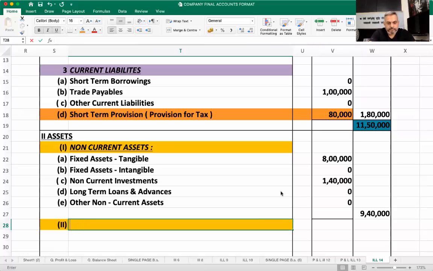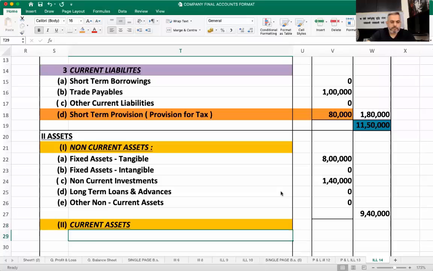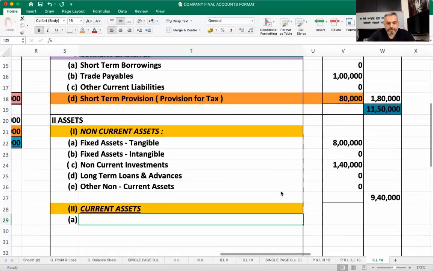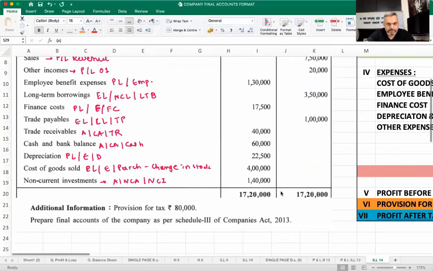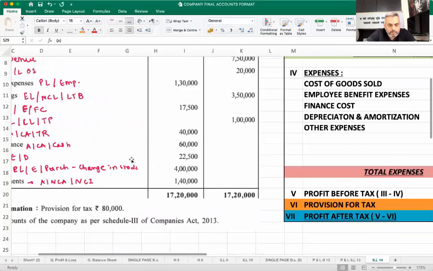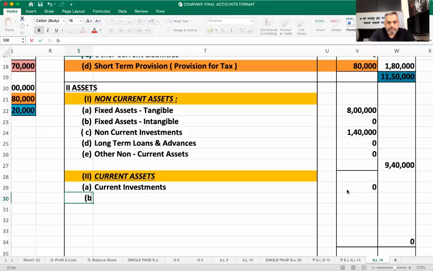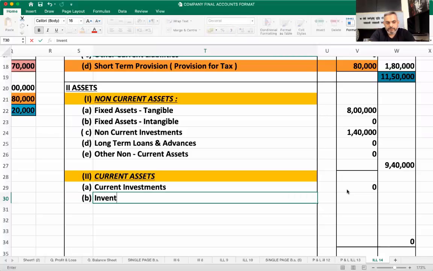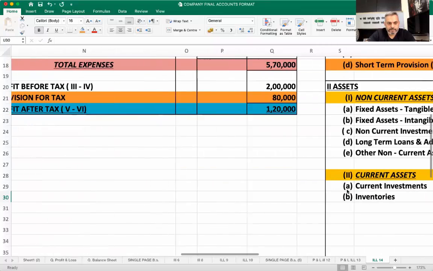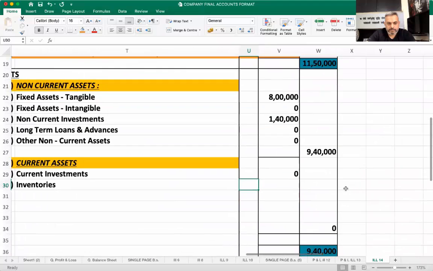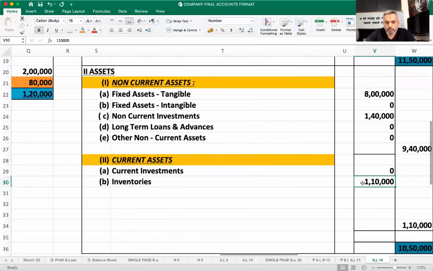Second, current assets. Now in current assets, current investments. Let's check. Do we have any current investment? No. So no current investment. Zero. Inventories. Now we have inventories. 1,10,000. Now you may have a question, sir: we are getting inventory over here, which is closing stock, 1,10,000.